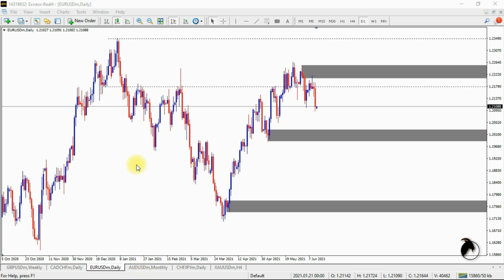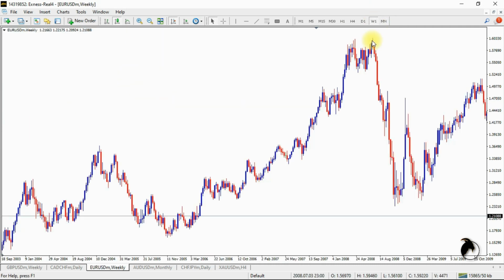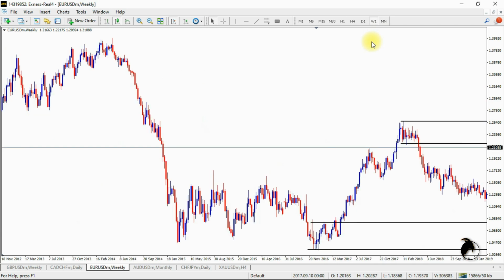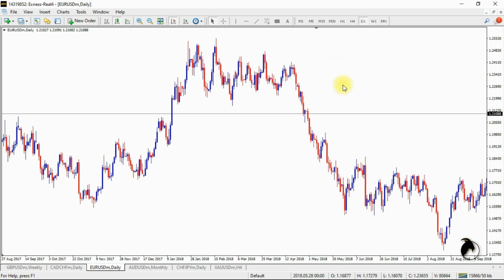So on Euro USD, we will be looking for selling opportunities, and then we're gonna focus on daily and H4. We won't be doing monthly and weekly, but we do have analysis for those, but our focus is on daily and H4.